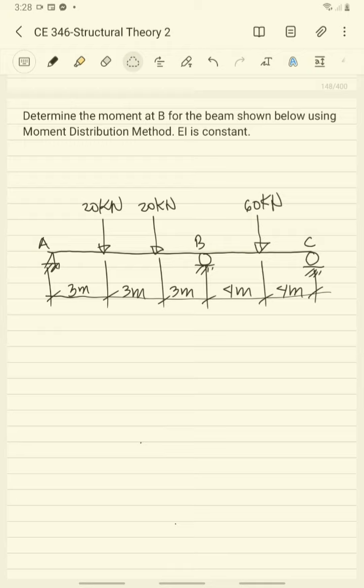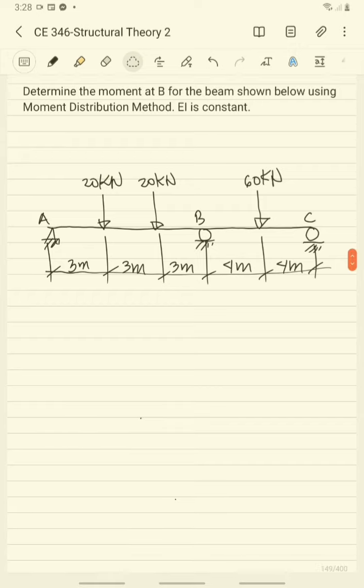We have here another problem, and this is an example of a continuous beam, and we are going to determine the moment at B using the moment distribution method. The first step in the analysis is to assume that all supports are fixed. So we have here three supports: support A, support B, and support C.